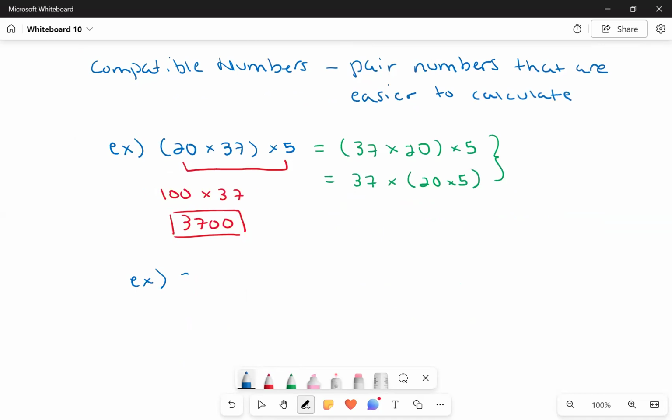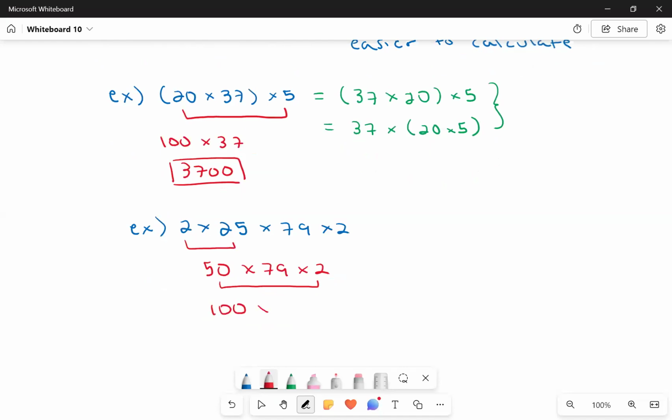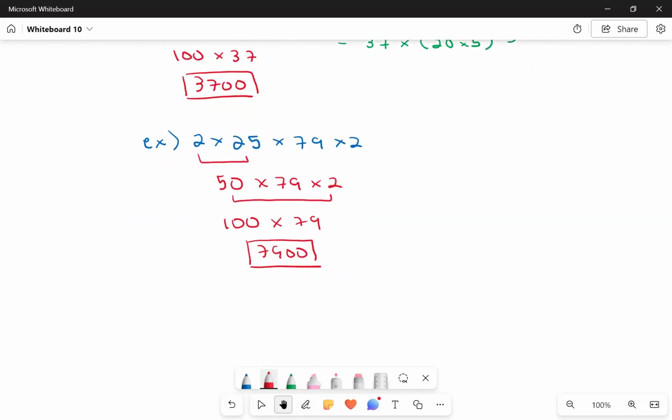Let's look at 2 times 25 times 79 times 2. 2 times 25, that's not too hard to do in our heads. That's going to be 50. But 50 times 79, not so easy. 50 times 2, though, that's easy. That's 100, and 100 times that 79 is 7,900. So I'm just trying to pair up the numbers that give me nice, easy things to work with. All right, so there's compatible numbers.